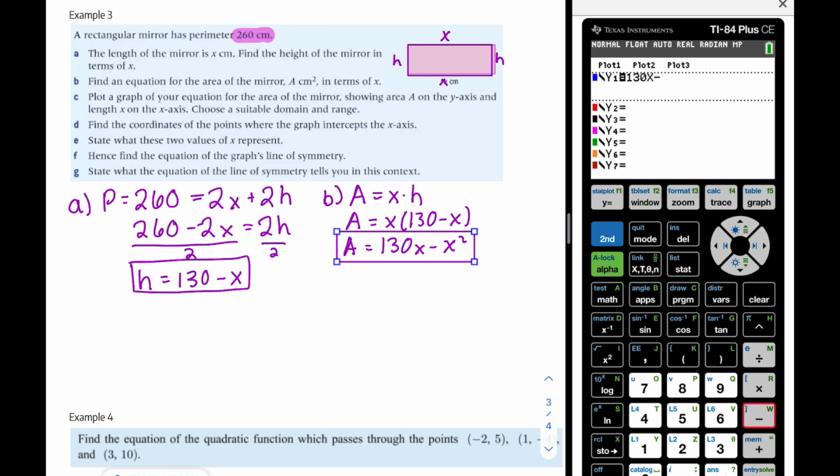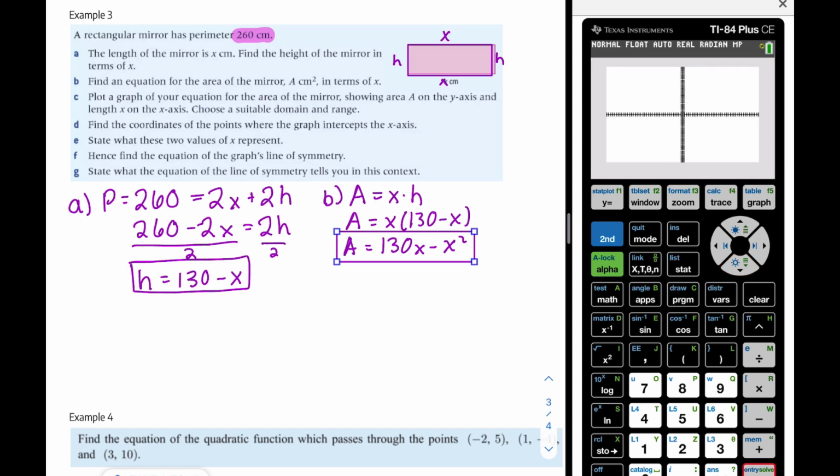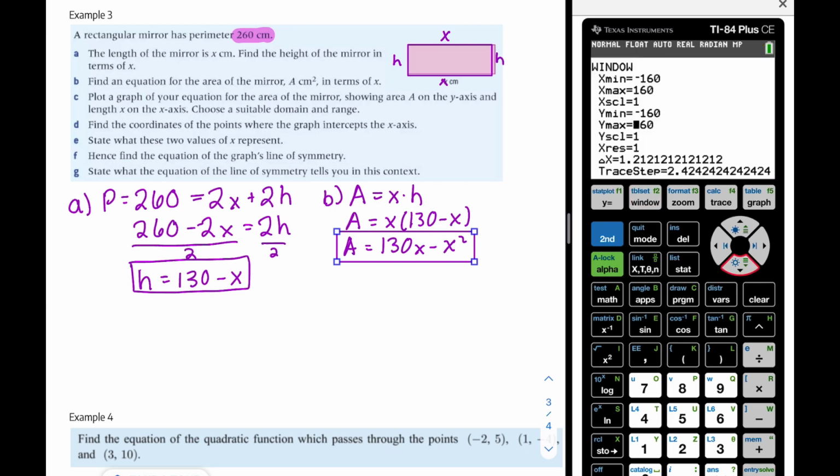130x minus x squared, and then I can graph this. Right now, my window is really not suitable, so I can zoom out. Let's zoom out. Okay, now we see that our domain seems to be suitable, but we definitely don't have enough of the y. So I'm going to go into my window and I'm going to change my y maximum.